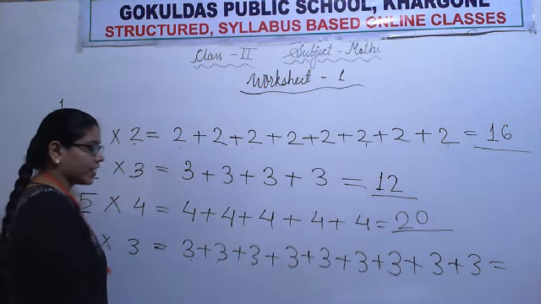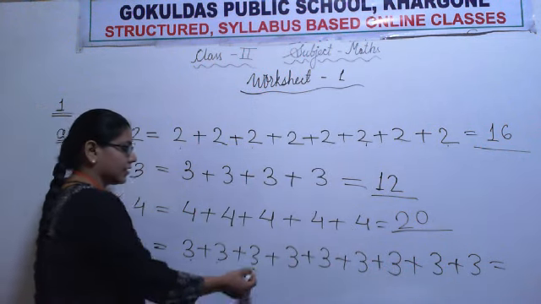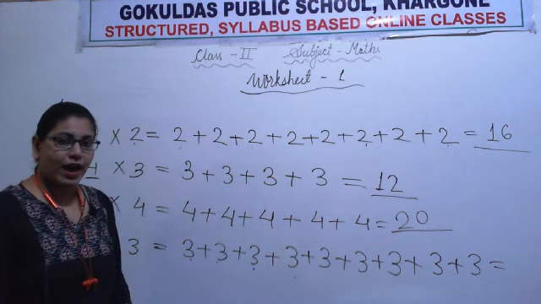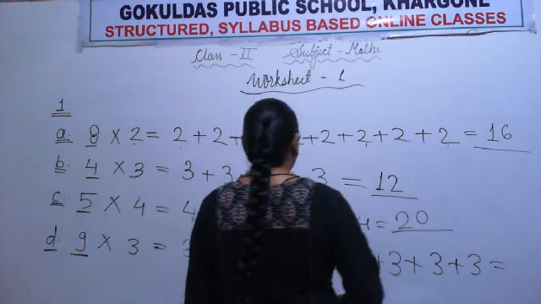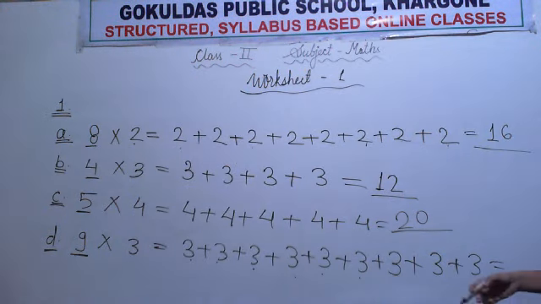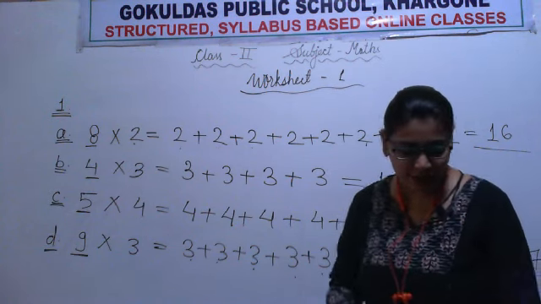So 3 plus 3 is 6, 6 plus 3 is 9, 9 plus 3 is 12, 12 plus 3 is 15, plus 3 is 18, plus 3 is 21, plus 3 is 24 and 24 plus 3 is 27. So 9 into 3 is equal to 27.